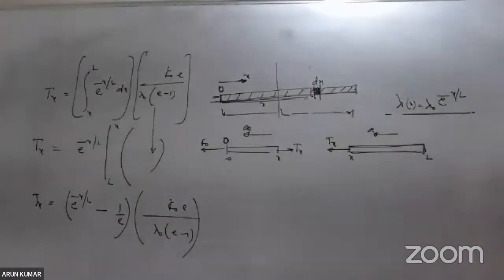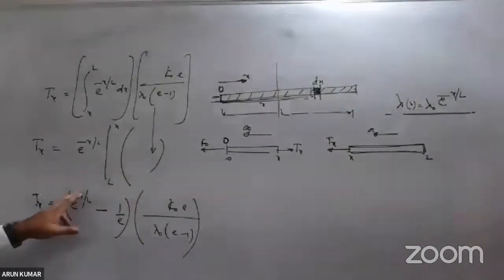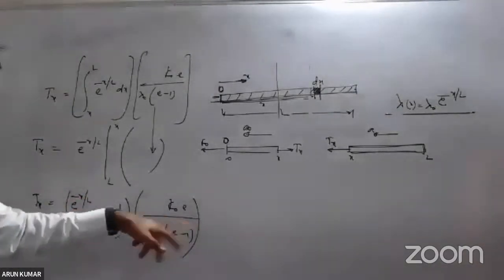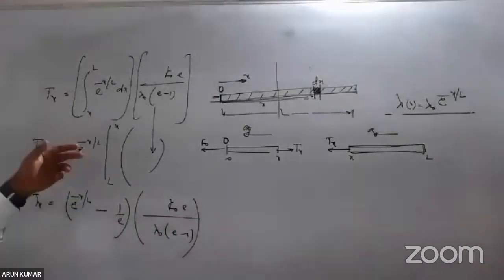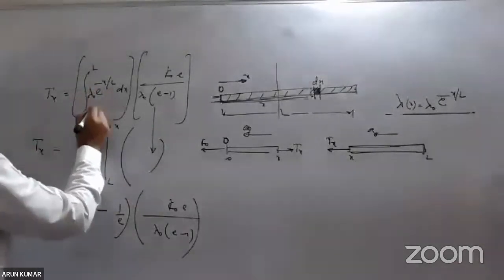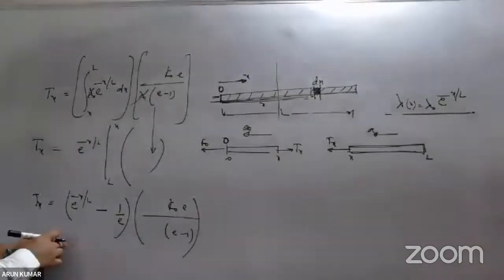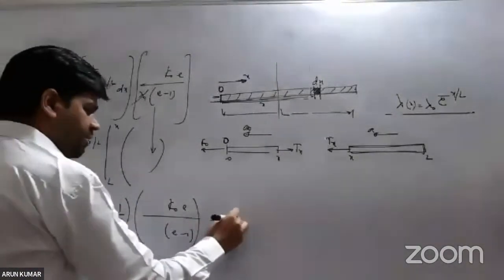Okay, now let's substitute x is equal to 0 and see what is happening. When I substitute x is equal to 0, I'll get e power minus 0, which is 1. 1 minus 1 by e is cancelled out. And what happened to lambda here? Lambda naught here and lambda naught here are cancelled out, so you'll not have lambda naught here. So when x is equal to 0, I'm getting T(x) to be equal to f naught.